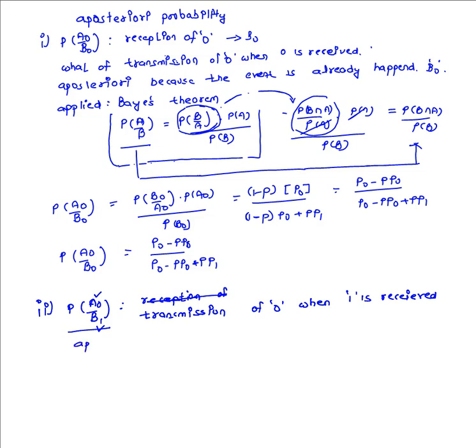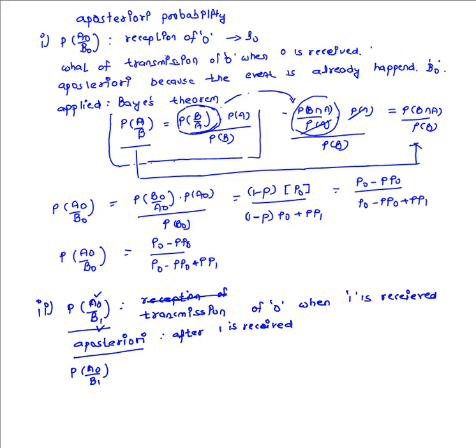It is a posteriori. The reason is that this probability is being calculated after 1 is received. That means this probability is calculated after the reception has happened. This probability is calculated after the event has happened, after the result is obtained. Such a probability is called a posteriori. So now let's go deep and find the expression for this a posteriori probability P of A naught divided by B1.